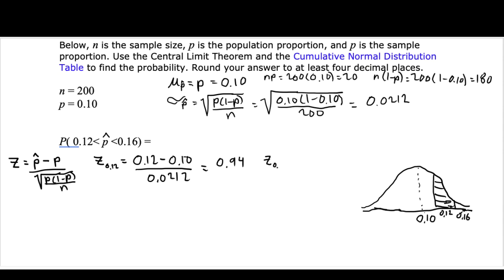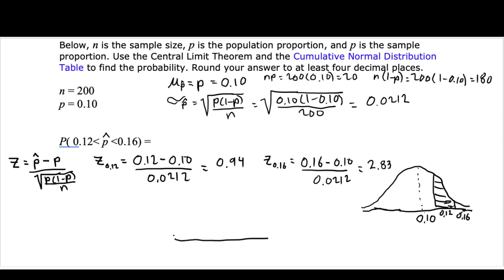Now let's do the exact same thing for 0.16. The z-score for 0.16 is equal to 0.16 minus 0.10 divided by the standard deviation, which is 0.0212, and that equals 2.83. Z-scores should be rounded to 2 decimal places, because if we're using the table, the table assumes a rounding to 2 decimal places.